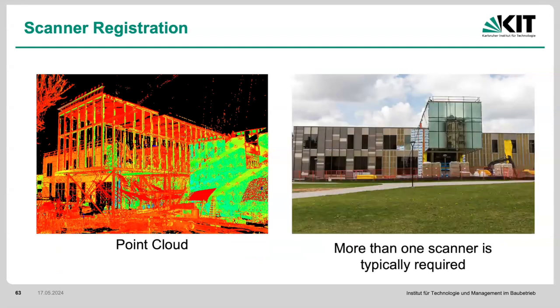But in order to get a full picture of the scan, if you scan it from here, you're not going to scan anything behind this, right? So you need multiple of these scanners. Each one would provide you with the coordinate system relative to the coordinate system of that scanner. So you need some targets to be able to measure, estimate, and identify the matching between them.